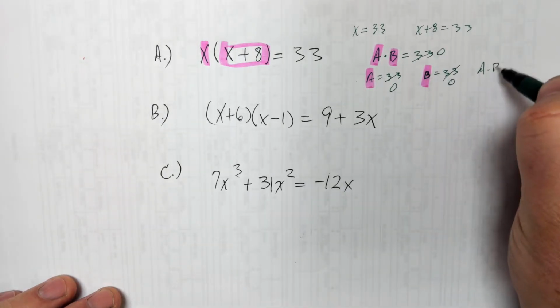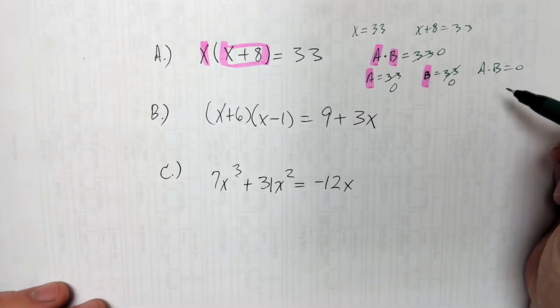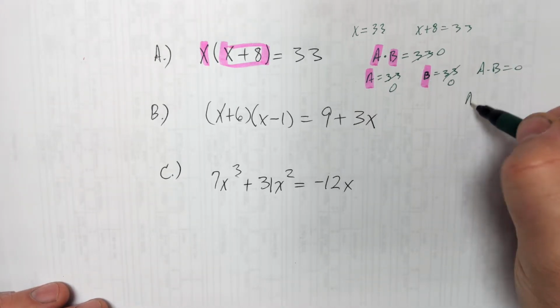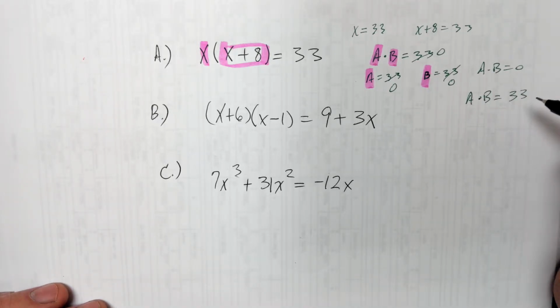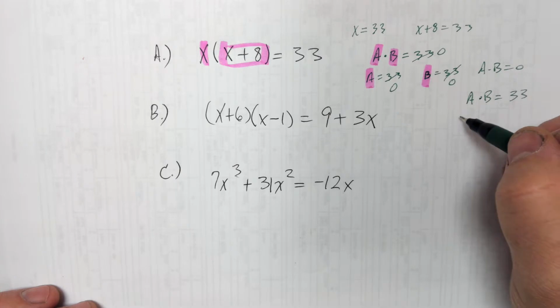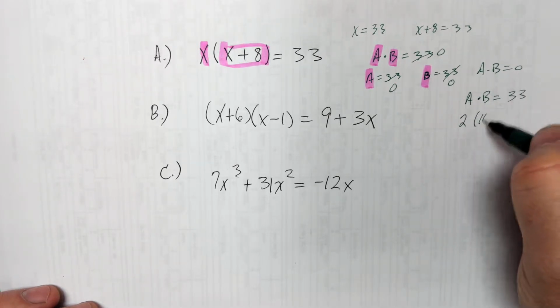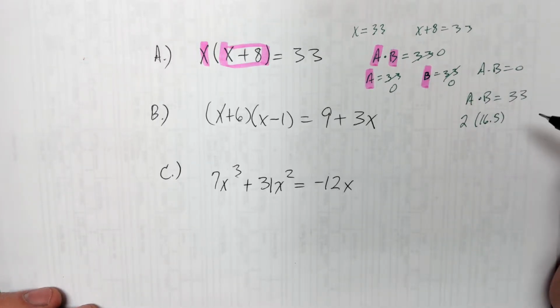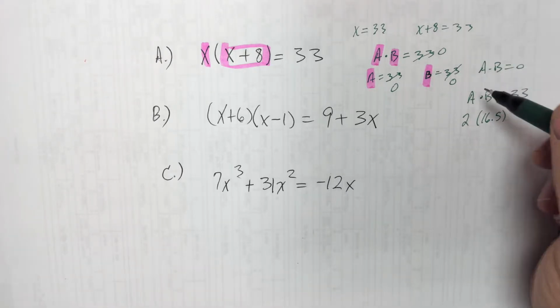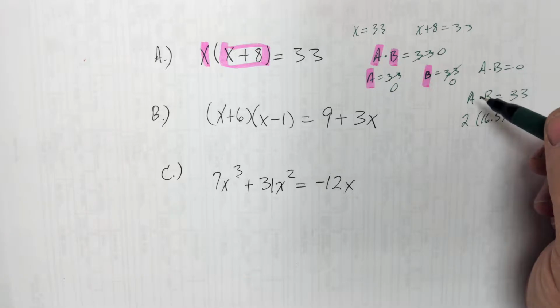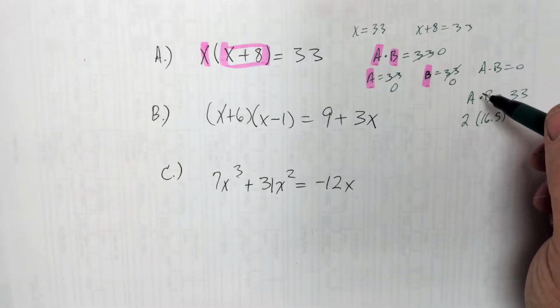Because if you had two numbers and they multiplied to make 0, then one of them has to be 0. But if you have two numbers that multiply to make anything else, like 33, neither number has to be 0. It could be like 2 and 16.5, right? Neither one has to be 33. So you can't use that logical shortcut right away.